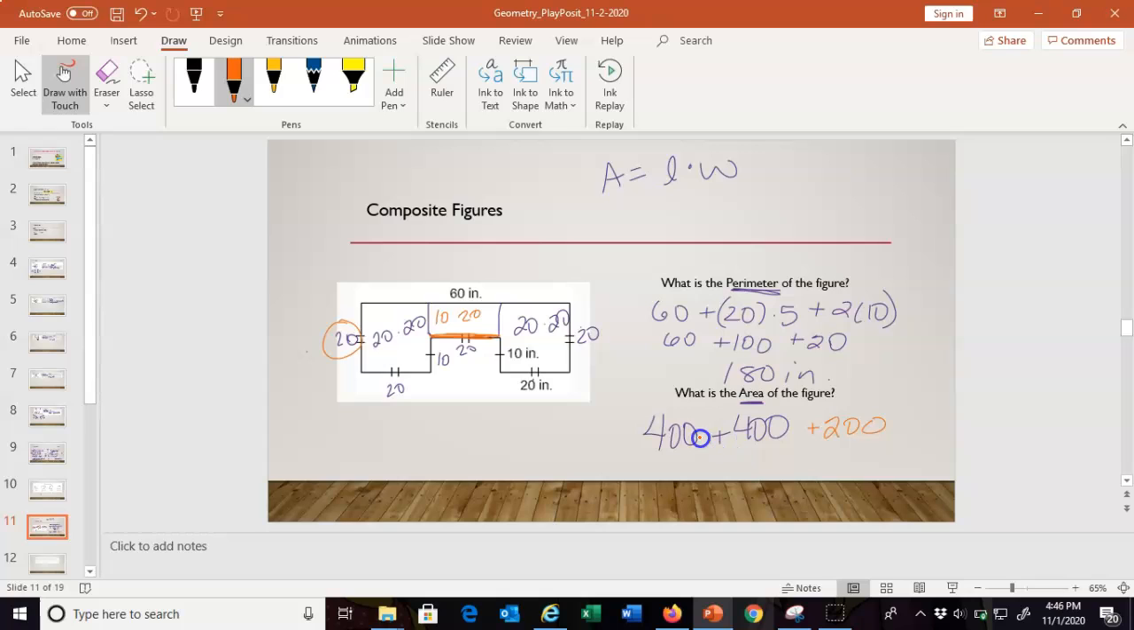Now we can add them all up. Let's see, 4 plus 4 plus 2 is 10. We have all those zeros, right?